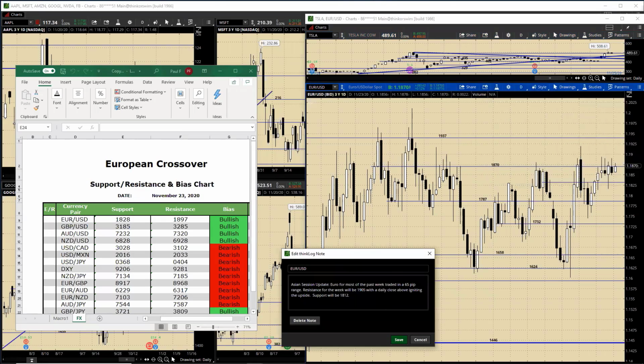So the euro for most of the past week traded in a 65 pip range. Resistance for the week will be 1905 with a daily close above that igniting the upside. Support will be 1812. So we're looking for resistance at 1905 and support at 1812.